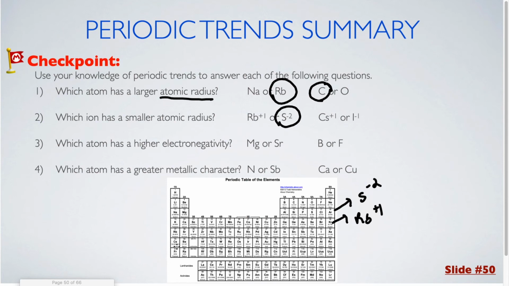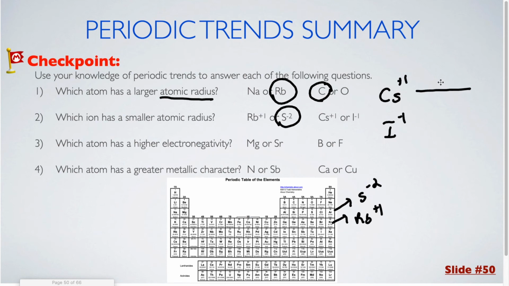If I have Cs plus 1, Cs is right here, if it were to lose an electron, it would be similar in size to xenon. And if iodine were to gain 1 electron, it would also be similar in size to xenon. So we're comparing both to the same element. So in that case, what you need to do is consider the pull from the nucleus. So we have Cs plus 1 and we have I minus 1.